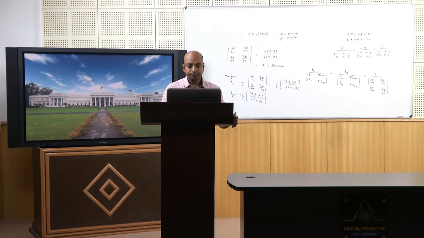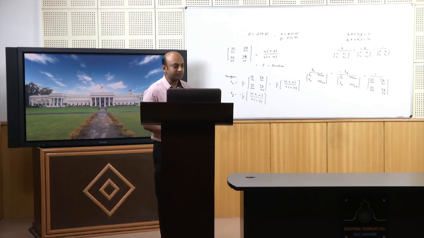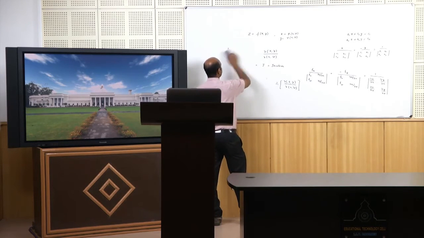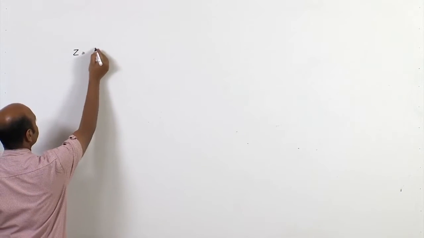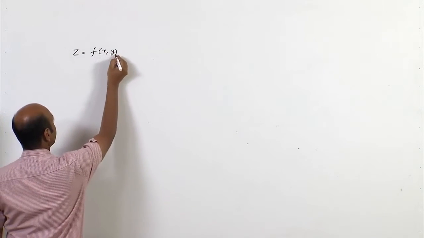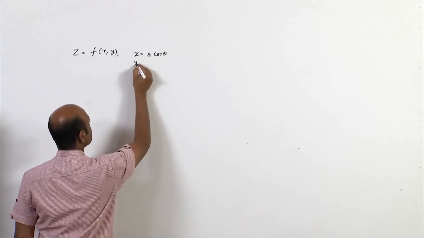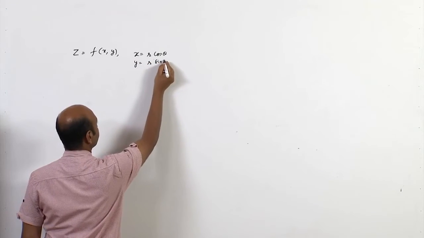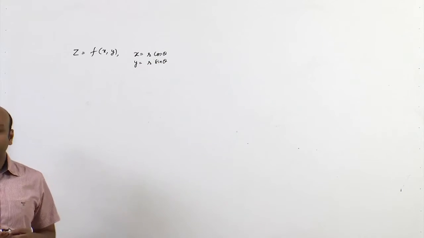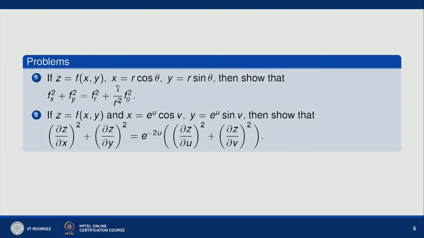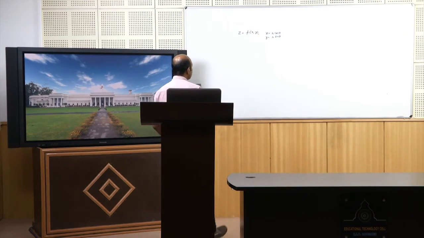Okay. Now, let us try to solve some problems based on this, then we will see some other properties of Jacobian. So, first problem is, here z is a function of x and y, and x is r cos theta and y is r sin theta. So, we have to prove that fx square plus fy square is equal to fr square plus 1 by r square times f theta square. Okay. So, let us try to prove this.